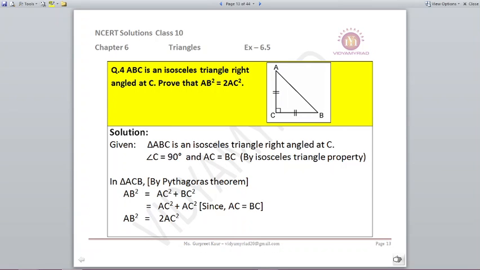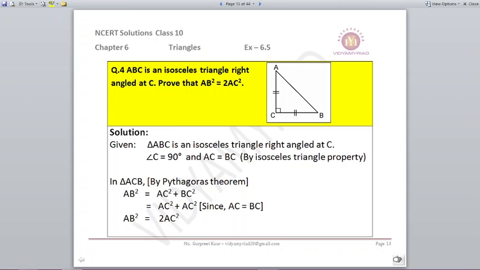Question number 4. ABC is an isosceles triangle right angled at C. Prove that AB square is equal to twice of AC square. Now once we know that it's an isosceles triangle and right angled at C, it means that angle C will be 90 degrees and AC will be equal to BC.